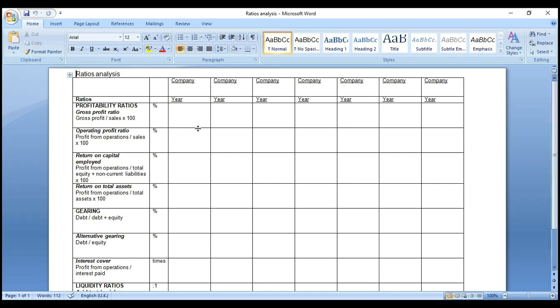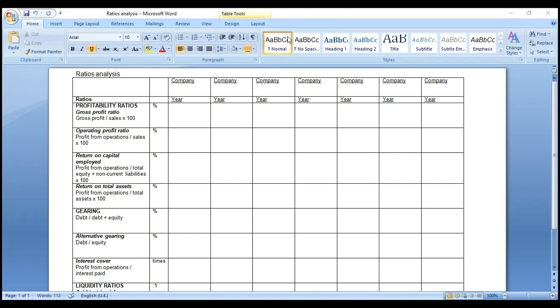Okay. So we have a profitability ratio. What is the formula there? Gross profit divided by sales times 100. So we can write company A, or compare the 2 companies, or we can say company A in 2018 and 2019. We can compare 2 years. Yes, like to like.